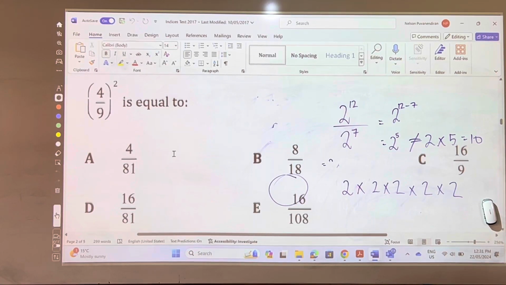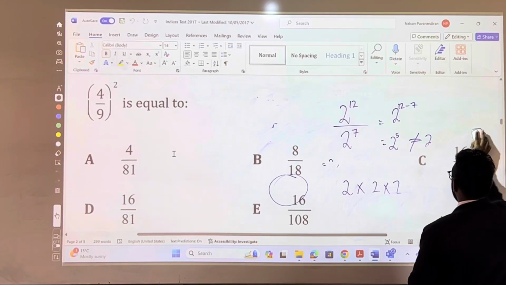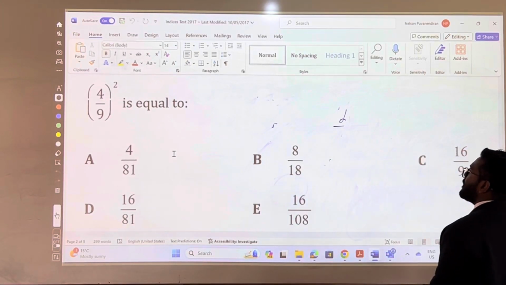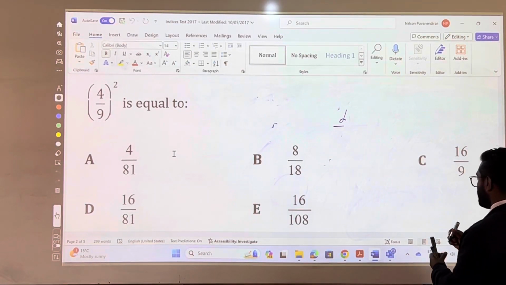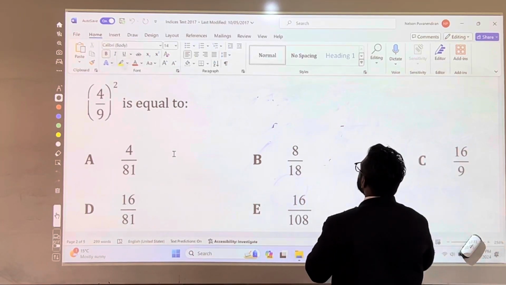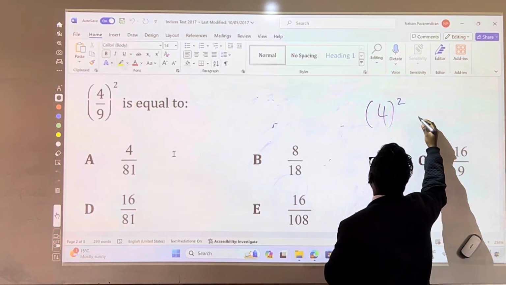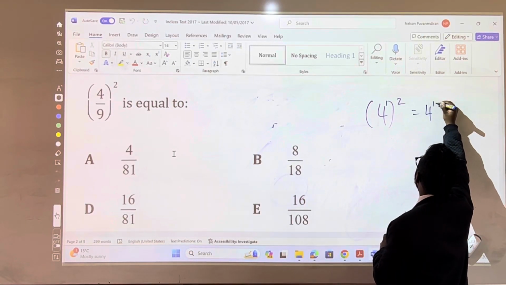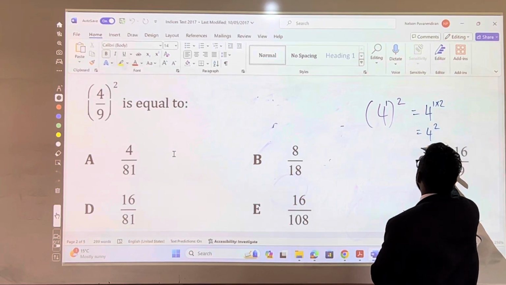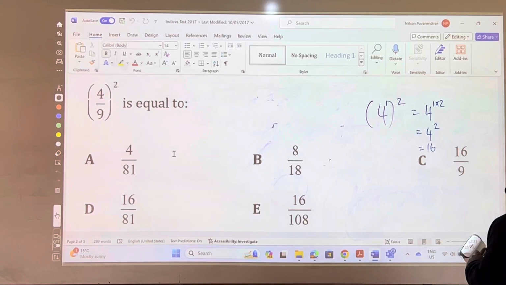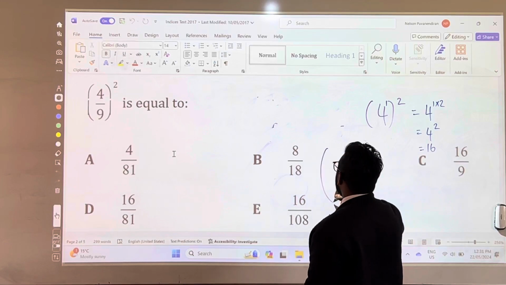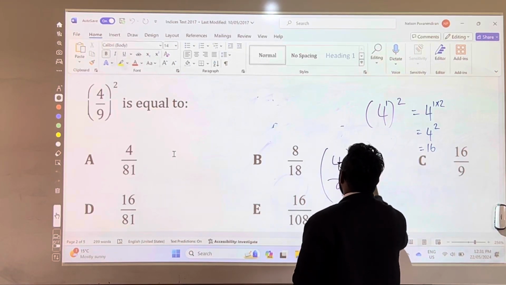Let's go to this question here. Now, this is the next law of indices, when you're raising powers. But what's the weird thing here? It's in a fraction. So let's say for example you had 4 squared. What does that mean? You're going to have 4 to the power of 1 times 2, which is 4 to the power of 2, which is 16. But we have a fraction. What do we have? We've got 4 over 9, the whole thing squared.